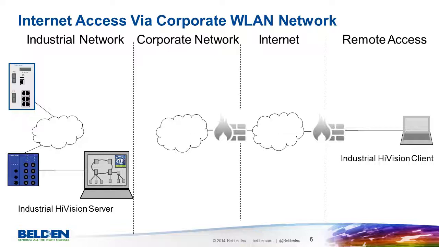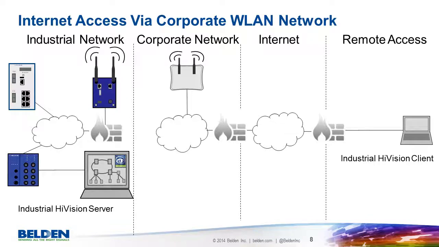In this case, we're going to create a wireless connection. Of course, this only makes sense if a corporate wireless LAN network already exists. So let's assume that it does. Now we can add a wireless client to the industrial network to make the connection to the corporate network. A better wireless solution would be to make a bridge link between the 2 networks, but that is not always possible.